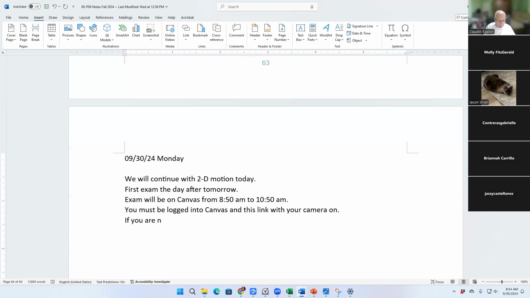If you don't have a webcam in your computer, you can use the webcam of your cell phone pointed towards you, right? Pointed towards you.